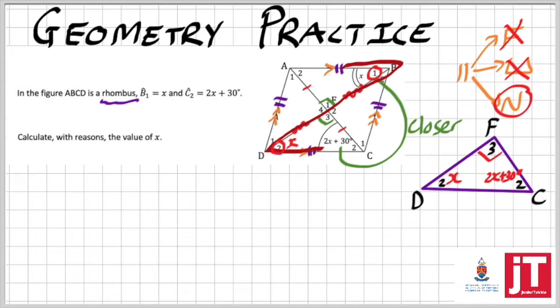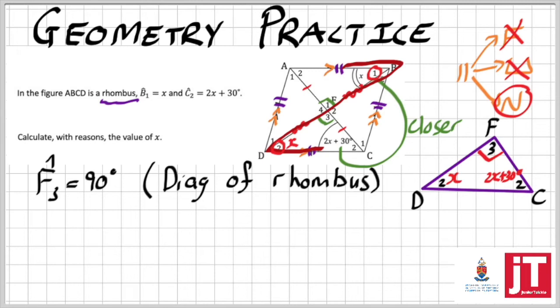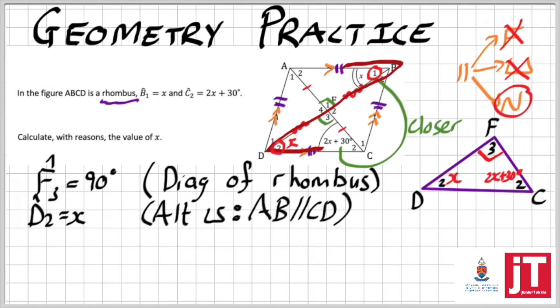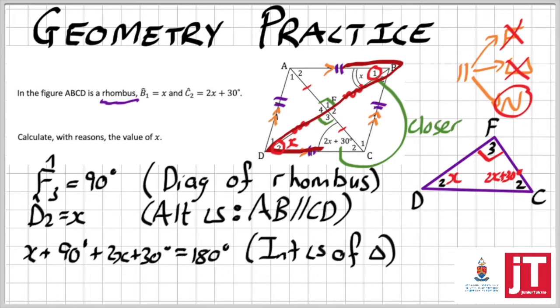I've got to first go to the examiner and say to them, wait. Why is F3 90 degrees? Because diagonals of a rhombus. Next up, angle D2 is x. Why? Because it's alternate angles, because AB is parallel to CD. Oh wow, now we're getting closer. Last but not least, x plus 90 plus 2x plus 30 is 180. Why? Because of interior angles of a triangle.